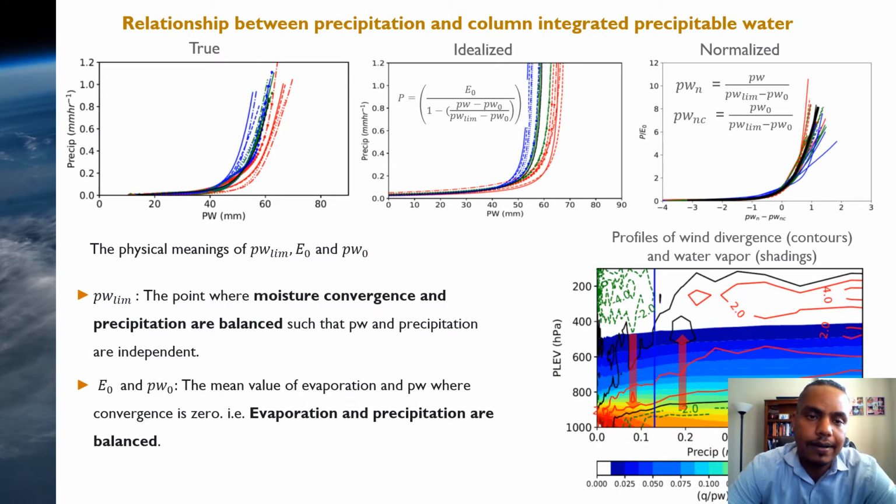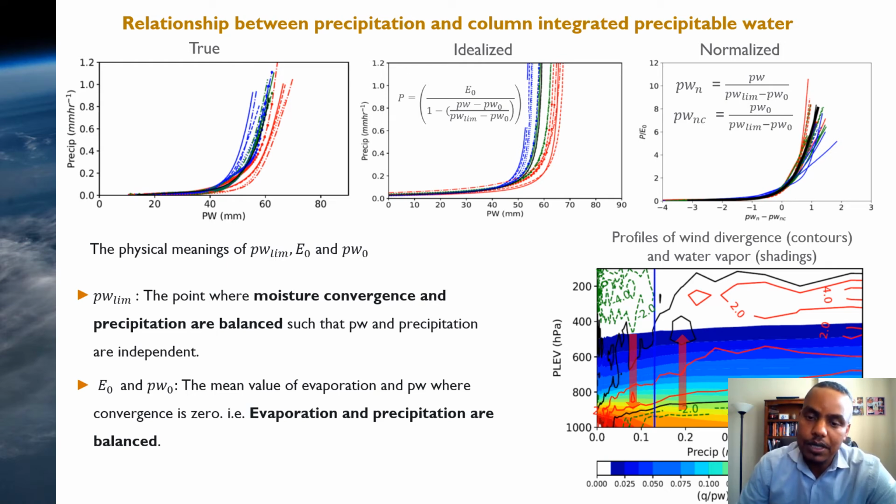If we consider the familiar relationship between precipitable water and precipitation, it can be derived from the moisture budget equation, as we show here in an idealized form. So the key parameters that define this structure are the PW0 and PW limit. And then critical normalized precipitable water is defined from them.